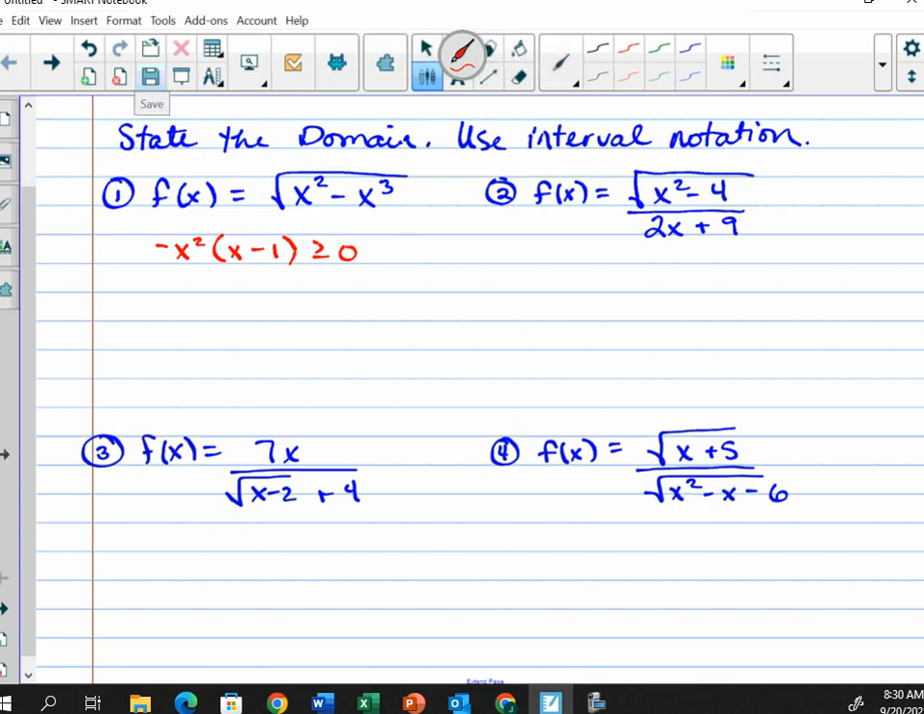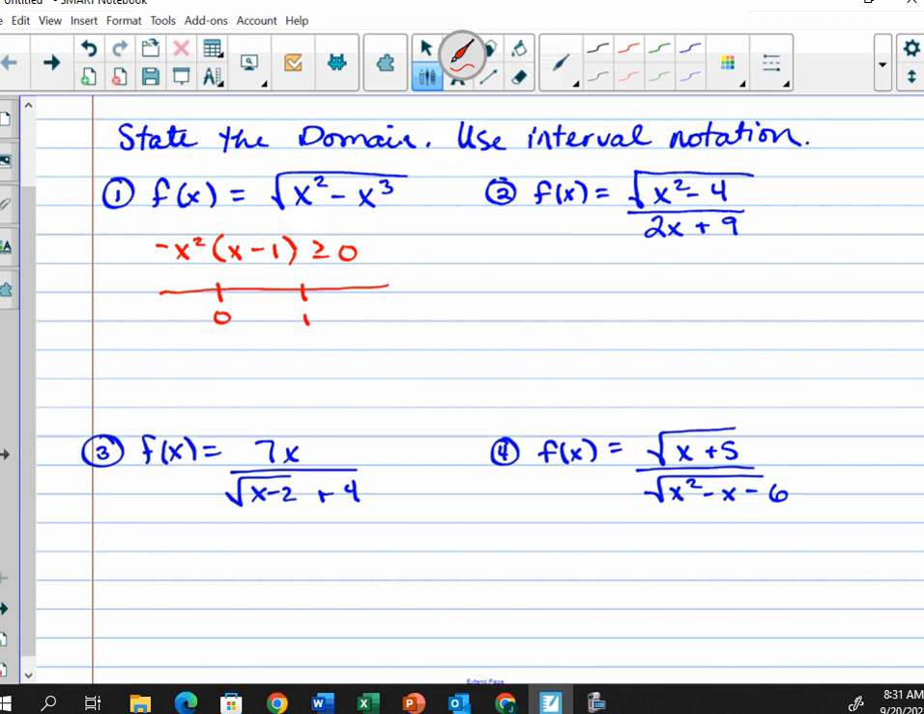Okay, so is everybody okay with factoring number one the way I did and setting up that inequality? Are we okay with 0 and 1, or what would be on our number line? Okay, thank you. So those just come from your factors being 0.